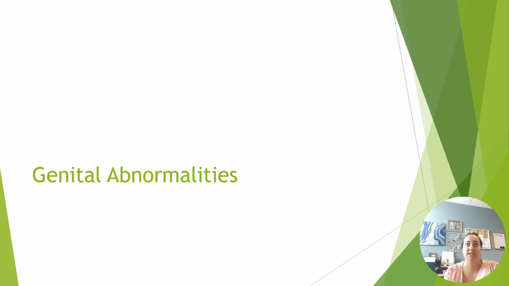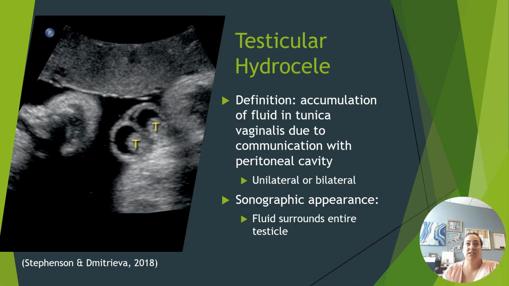Right, genital abnormalities. So testicular hydrocele can be seen in utero. Maybe you've seen this clinically on children or even adults. So this is accumulation of fluid in the tunica vaginalis due to some communication with the peritoneal cavity. This can be unilateral or bilateral. I would say when I've seen this, typically it's bilateral. And then fluid surrounds the entire testicle. So you can see here are the testicles, the scrotal sac, the testicles within the sac, and then we see fluid from that peritoneal cavity.